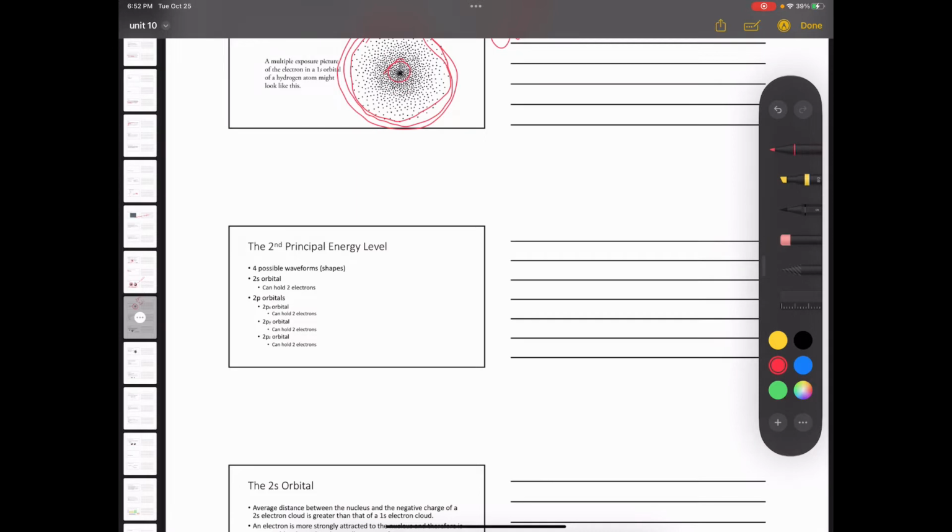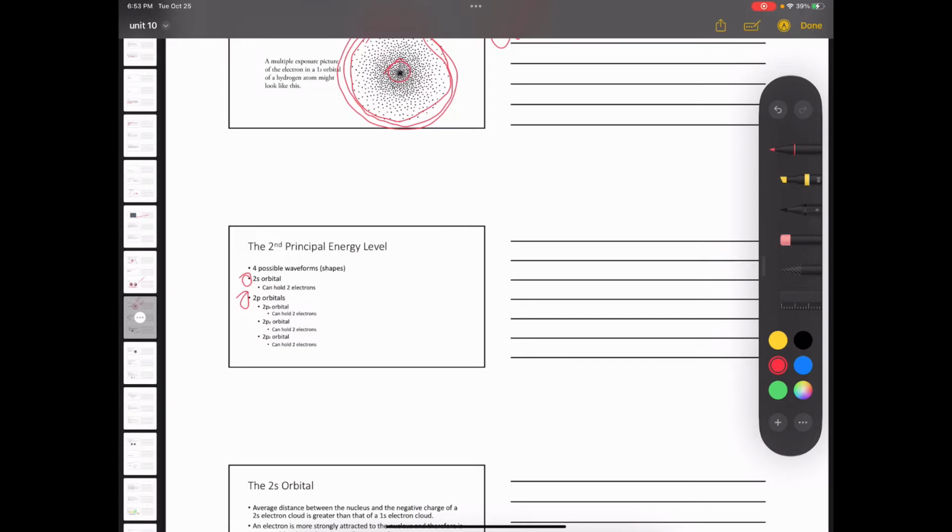So, what are the possible waveforms for the second principal energy level? Number one, there is an s orbital that exists in the second principal energy level. Just like the first energy level, where there is an s orbital, in the second there is also an s orbital or an s shape waveform. There is also a p orbital. So that is a new waveform that now we're getting introduced to. The p orbitals are subdivided into suborbitals. That's what we call them, the px, the py, and the pz.